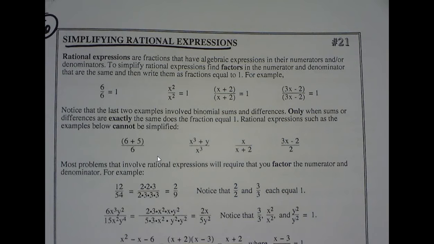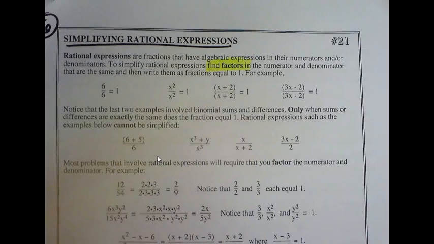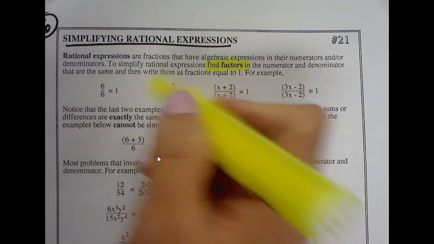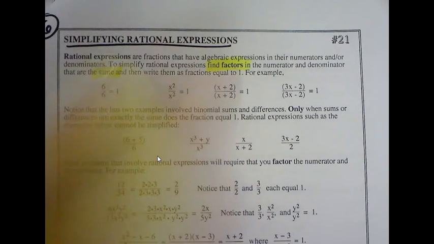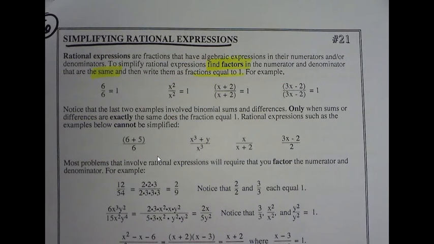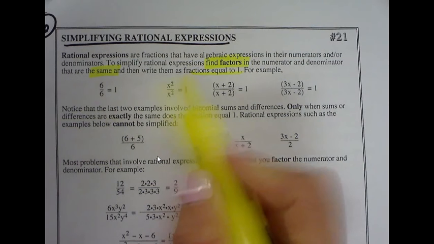Alright, so simplifying rational expressions. Okay, you guys with me? Everybody else, please try to whisper. Rational expressions are fractions that have algebraic expressions in their numerators and denominators, or one or the other. To simplify them, you have to find factors. Gotta find the factors that are the same and then write them as a fraction to equal 1. For example, 6 over 6 is 1, x squared over x squared equals 1, this over this equals 1, that over that equals 1. You guys agree with that?